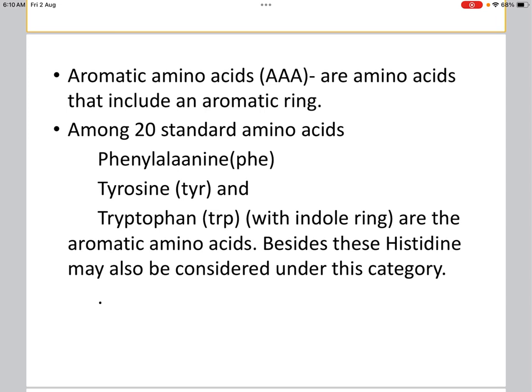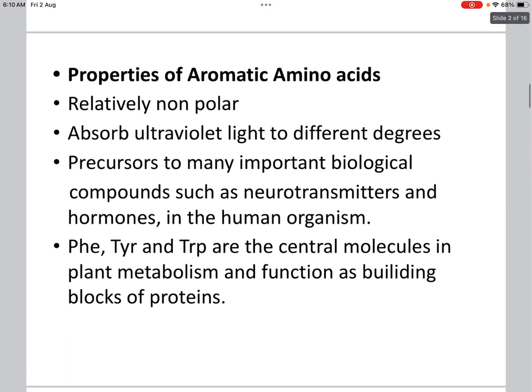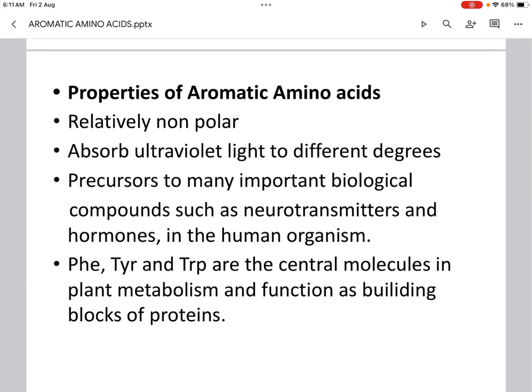Aromatic amino acids are amino acids that include an aromatic ring. Among the 20 standard amino acids, phenylalanine, tyrosine and tryptophan with the indole ring are the aromatic amino acids. Besides this, histidine may also be considered under this category. So, we'll see the properties of aromatic amino acids.